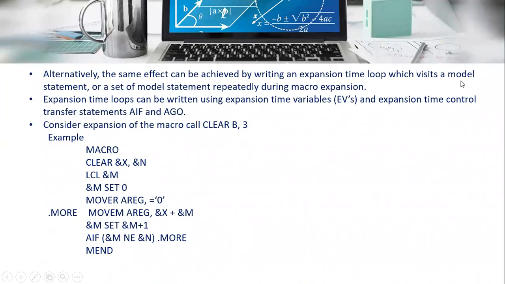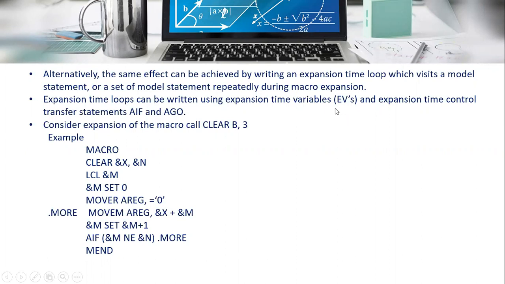Now in this case the model statement is visited more than once, repeatedly, under a specific condition during the macro expansion. Here the expansion time loop can be written using the expansion time variable. Okay, here we need to consider these EVs, which were discussed previously also.